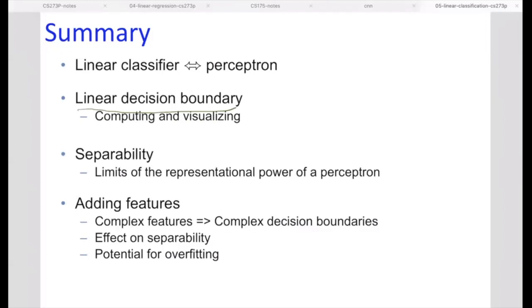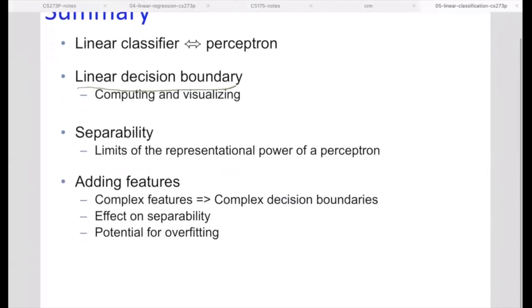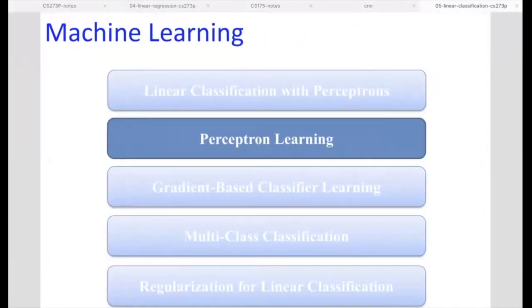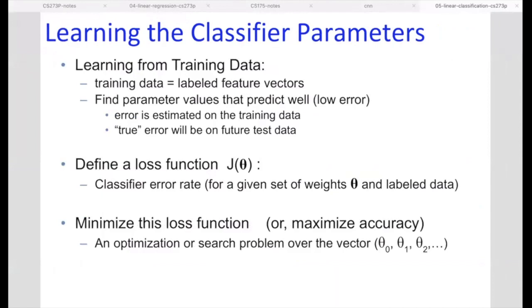So, however, there's one problem I have not talked about: how to identify the parameters, how to learn the parameters of the perceptron models. I talked about the model itself. The key thing is how do we learn those parameters? That's what I'm going to talk about next. How do we learn the perceptron here? There are multiple ways of doing this.